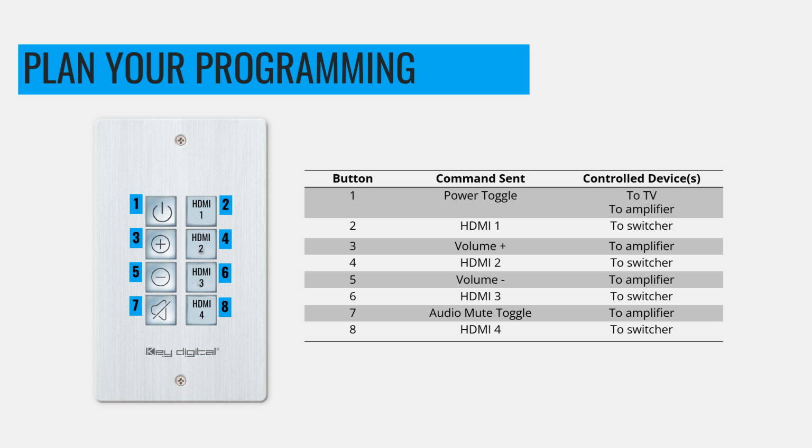In this demo, button 1 in the top left will be a power toggle, meaning that when the user presses the button for the first time, it will send the power off commands to the display and amp, and when that same button is pressed a second time, it will send the power on commands to the display and amp.